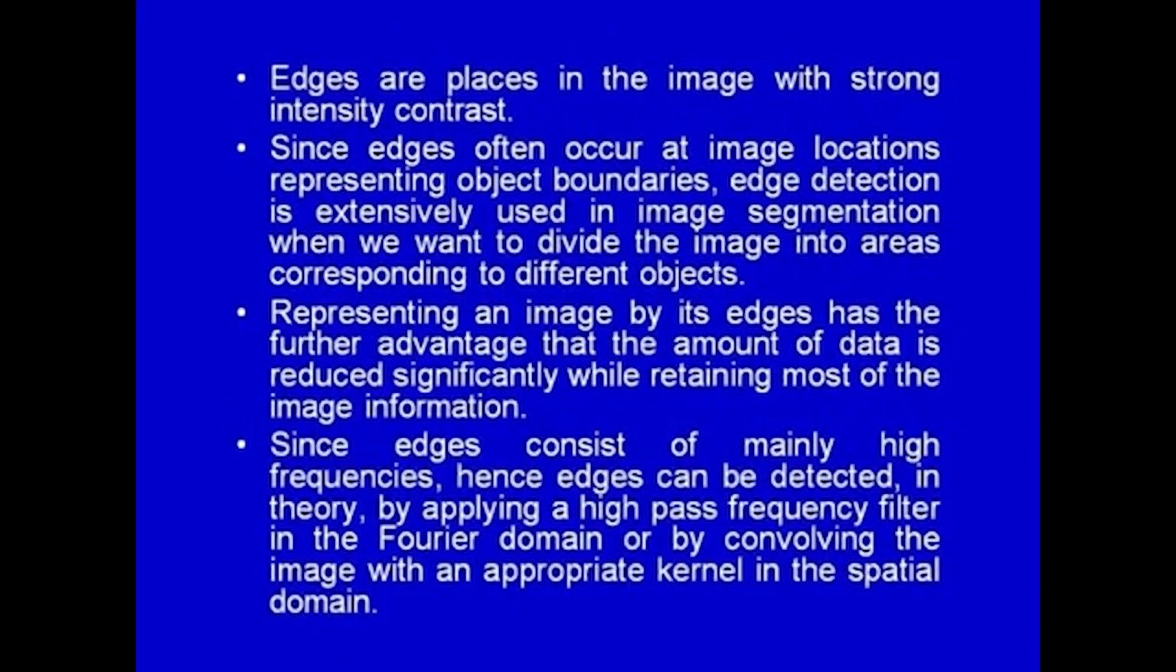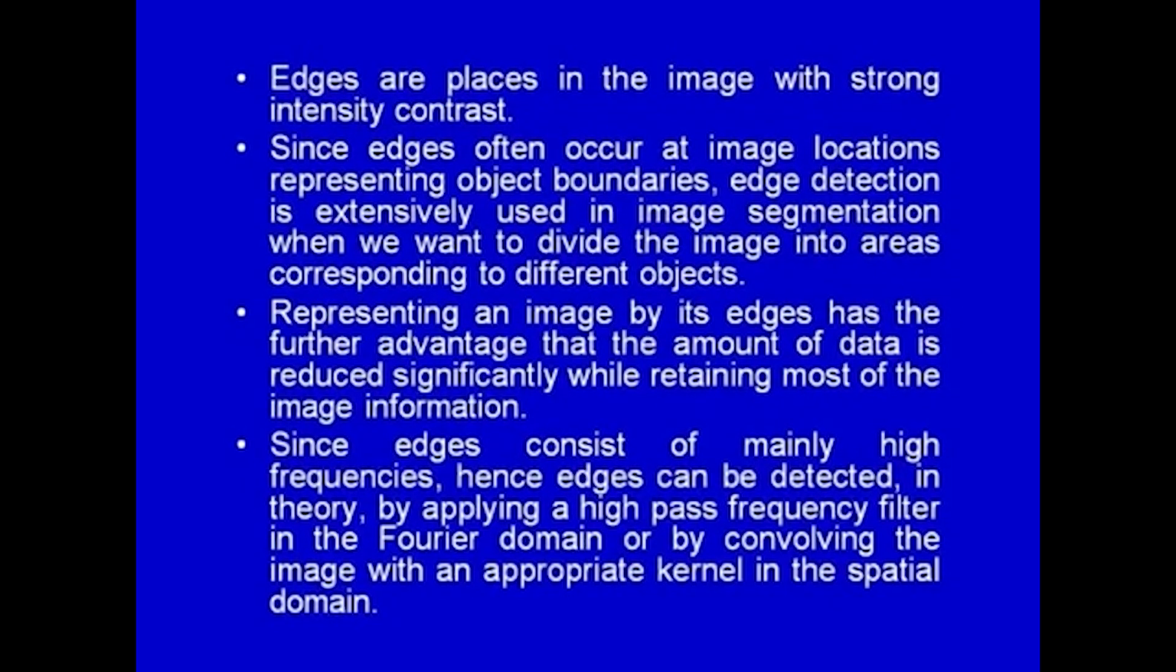In this lecture, I will now discuss the various types of spatial filters which can be applied to digital data. Edges are places in the image with strong intensity contrasts. Since edges often occur at image locations representing image boundaries, edge detection is extensively used in image segmentation when we want to divide the image into areas corresponding to different objects.